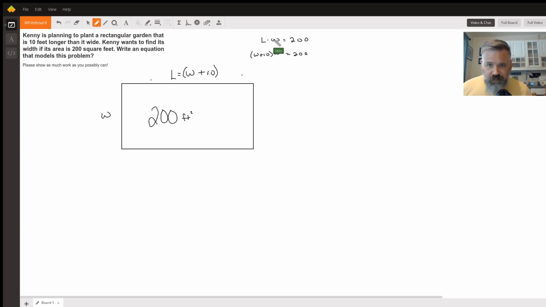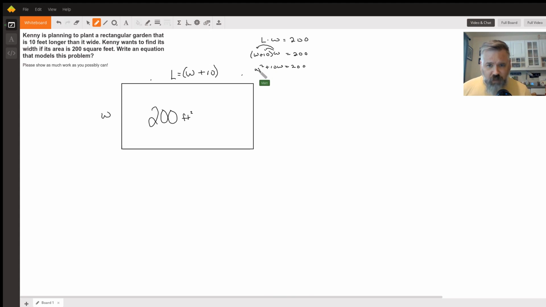Okay, so everybody understand what we're doing here? I'm just doing the length times the width to equal this. I know it's going to equal this because I know that's the area. Now we're going to distribute this W. Okay, W squared plus 10W equals 200.